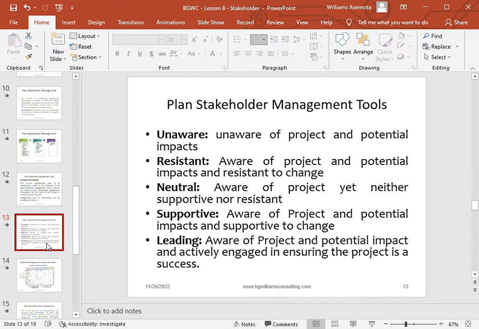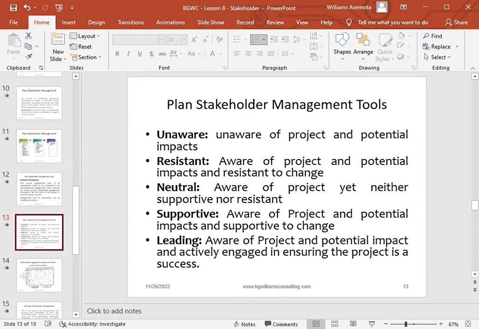Now, this stakeholder engagement technique has different classes. You can see some stakeholders can be unaware. When we say unaware, we are saying they are unaware of the project and its potential impact. Some can be classified as resistant. There are some stakeholders later in the project who are aware of the project and the potential impact, and they decide to resist the project change. There are some stakeholders who, as time goes on in the project, become neutral. They are aware of the project, yet they are not ready to support it, and they are not ready to resist it. They are just on their own.